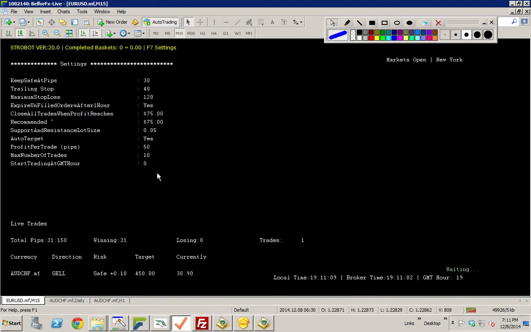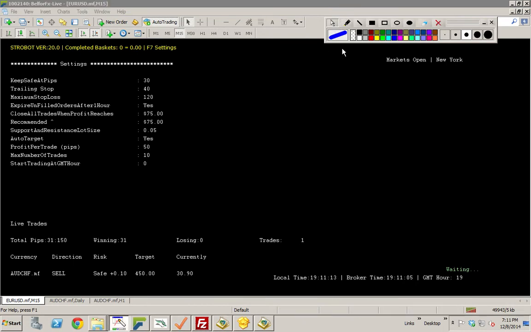This is the robot chart, so behind here is all the software. You can see that we're in a trade at the moment, and he's telling you that it's safe, so that means I can't lose this trade. He's got 30 pips up, and his target here is 150 pips, and that's based on some of the settings that we've got there. So on this small account, he's only looking for $75 per basket.